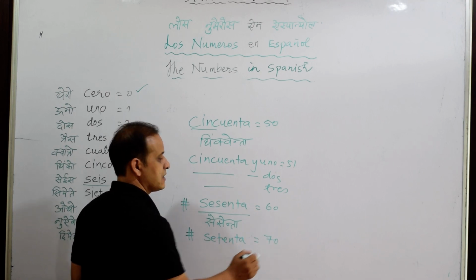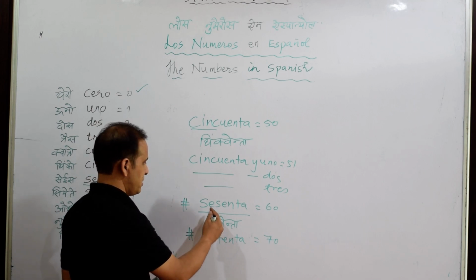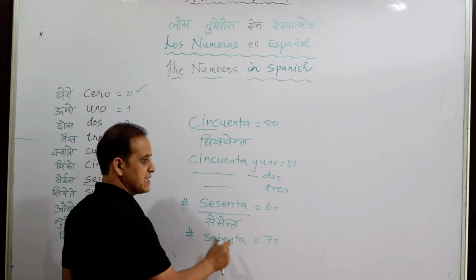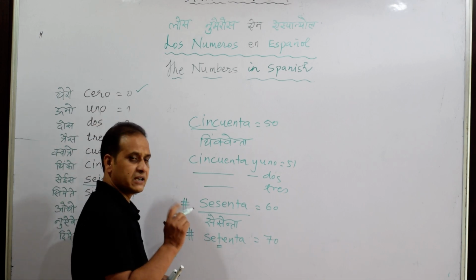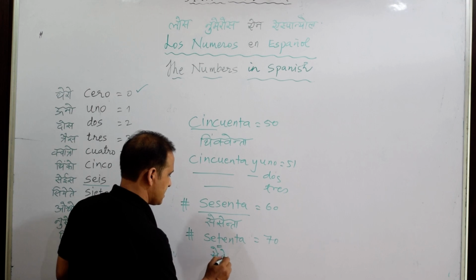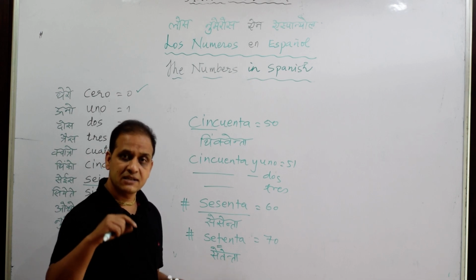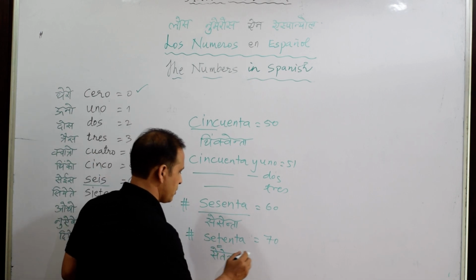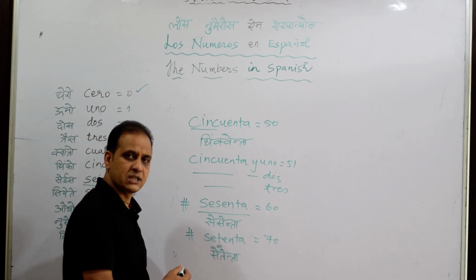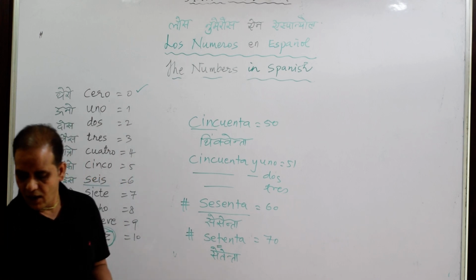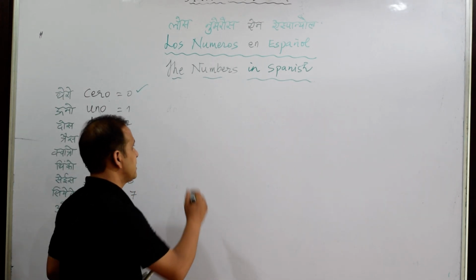70. Here you need to be a bit more careful. Why? Because there is a slight difference between the pronunciation of 60 and 70, and most of the time students get confused if they are not very attentive. Here it is 70. So 60, that is 60, and 70, that is 70. Slight difference is there, so be careful. How will you say 71? 71, 72, 73, like this. Now 80. What is 80? 80 is 80.